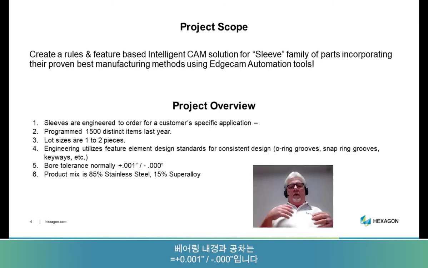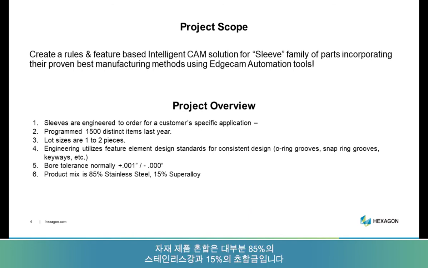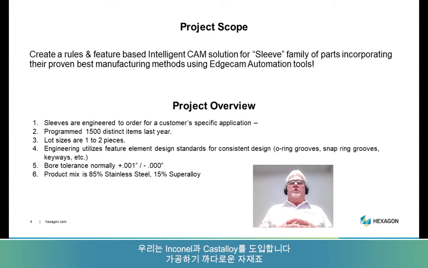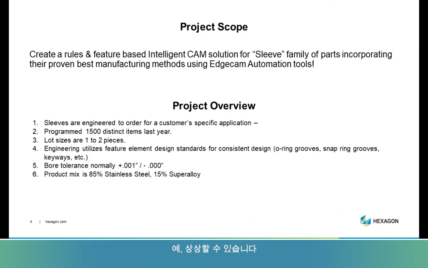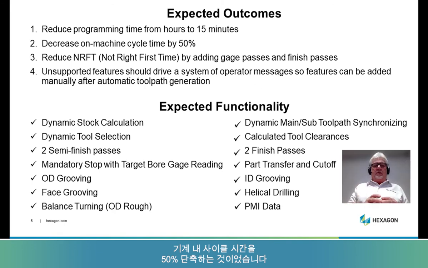Their bearing bore diameters and their tolerancing is plus 1,000 minus 0. Very, very tight. The material product mix is pretty much 85% stainless steel and 15% super alloy. So we're introducing Inconel and Castalloy, some nasty material to machine. Yes, I can imagine. So for their expected outcome and what they're basing their ROI on, we needed to reduce their programming time from hours to 15 minutes, decrease their on-machine cycle time by 50%.